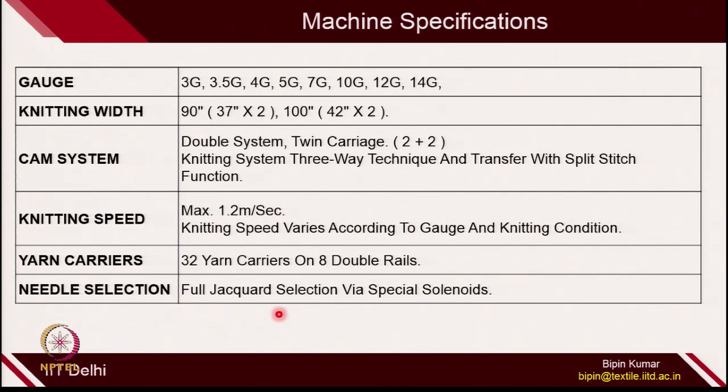Needle selection, full Jacquard selections with special solenoids. I have also shown you that in some of the machines you can set individual needles to any setting. So, in the same course you can set some needles in the tuck, some needles on the front, some needles on the loop, some needles will be doing transfer. So, anything can be selected. Any design on particular needles can be set on these types of machines.